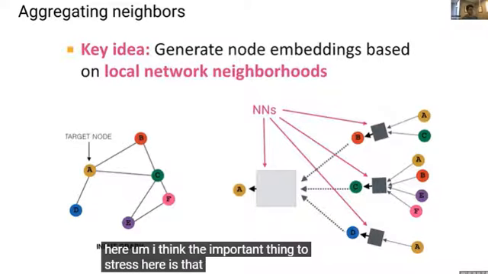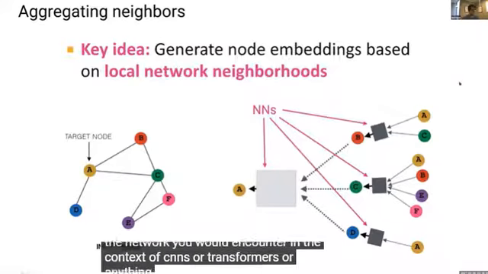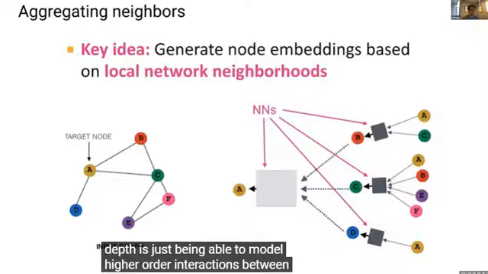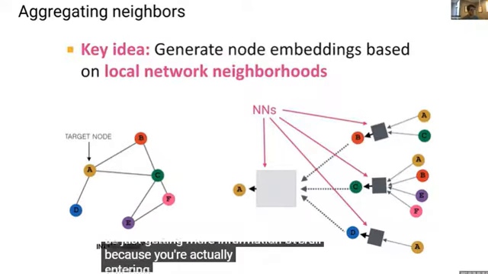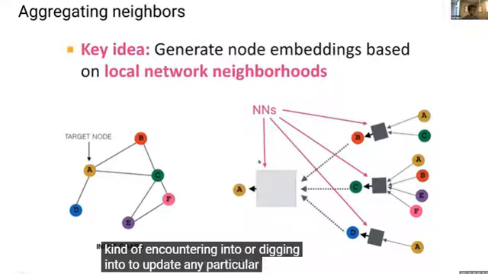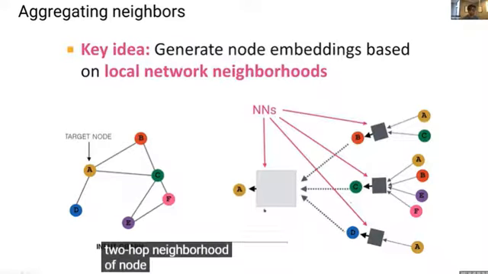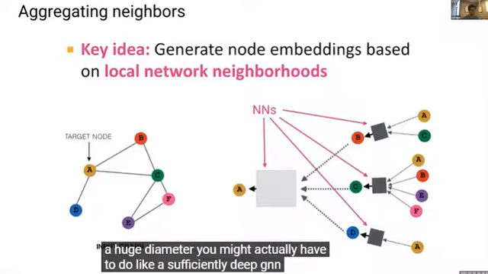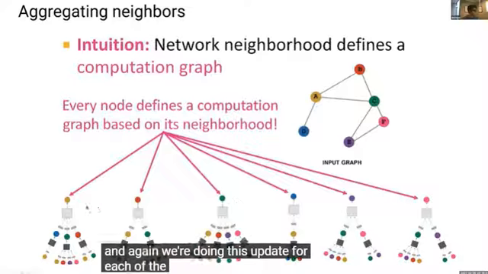I think the important thing to stress here is that this is not the same as the depth of the network you would encounter in the context of CNNs or transformers or anything else, where what you get from depth is just being able to model higher order interactions between different parts of the input space. Whereas in this case, you might actually be getting more information overall because you're entering into spaces of the graph that you might otherwise not even be encountering to update any particular node. Ultimately, this is getting information from a 2-hop neighborhood of node A in the graph. So if the graph is really huge and has a huge diameter, you might have to do a sufficiently deep GNN to get information from very disparate parts of the graph. And again, we're doing this update for each of the different nodes.